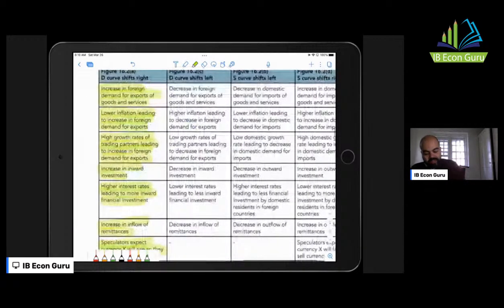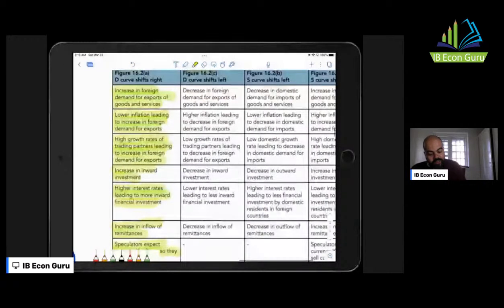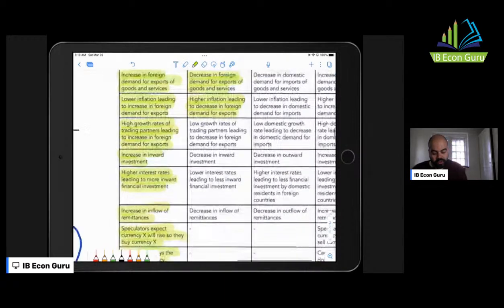What about a decrease in currency demand, which leads to depreciation? It's the opposite. If there's a decrease in foreign demand for US exports, okay, this would lead to a decrease in demand for the US dollar. If there's higher inflation in the US than there is in the Eurozone countries, so things in the US are becoming more expensive, right, they will not buy as much stuff from the US, right? This will lead to a decrease in the demand for the US dollar.